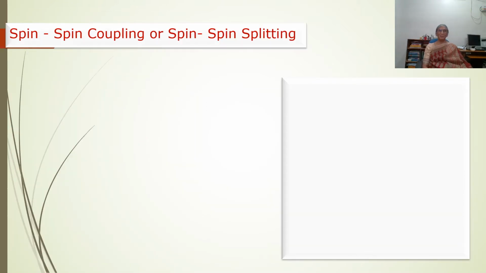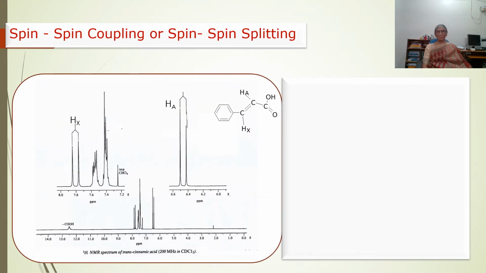Another phenomenon in NMR is spin-spin coupling or spin-spin splitting. This phenomenon results in the splitting of the signal. For example, look at the NMR spectrum of trans-cinnamic acid. Cinnamic acid is C6H5CH=CH-COOH. Cinnamic acid is trans here because Ha proton and Hx proton are trans to each other. From our previous experience, we can predict that this compound will show 4 signals in its NMR spectrum.